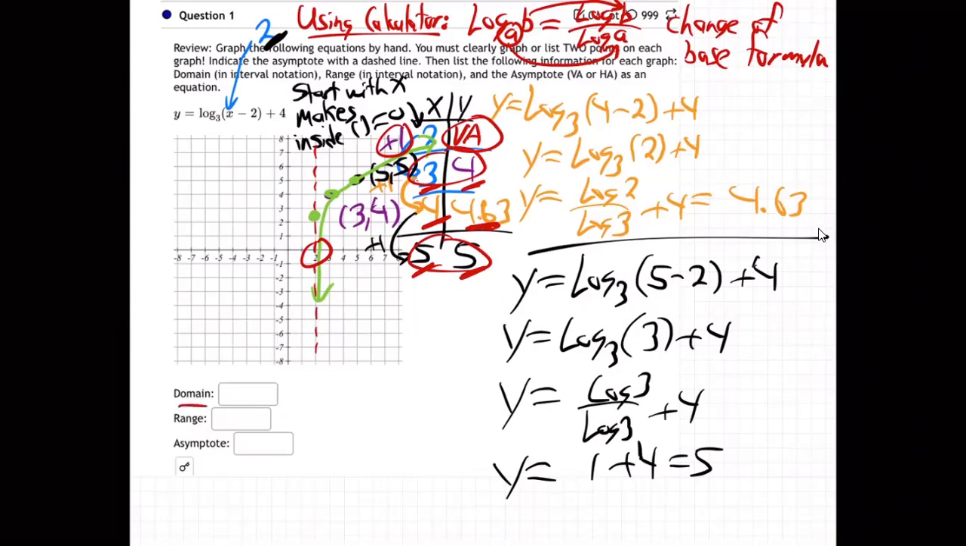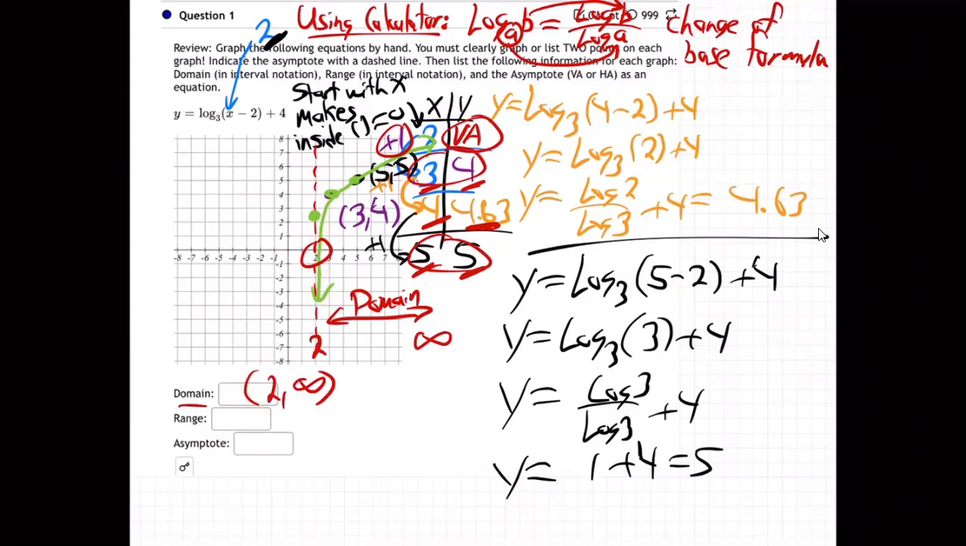What's the domain? Remember, domain is the left edge, right? Which left edge? 2 to infinity. So parenthesis 2 to infinity. Why parenthesis? It doesn't touch the 2. See how the graph gets closer and closer and closer to 2, but it never touches it. So this is a parenthesis 2 to infinity.